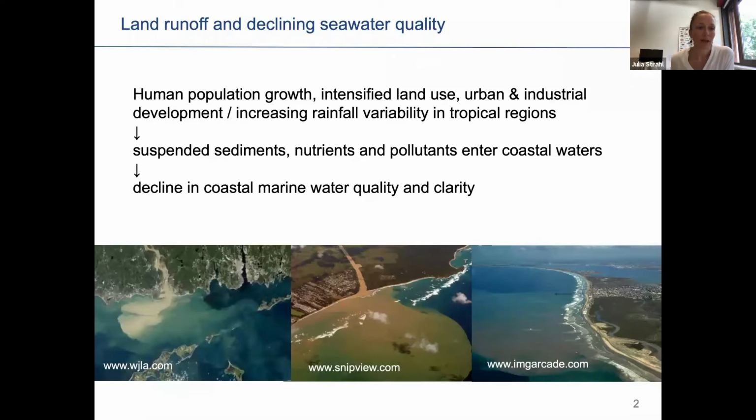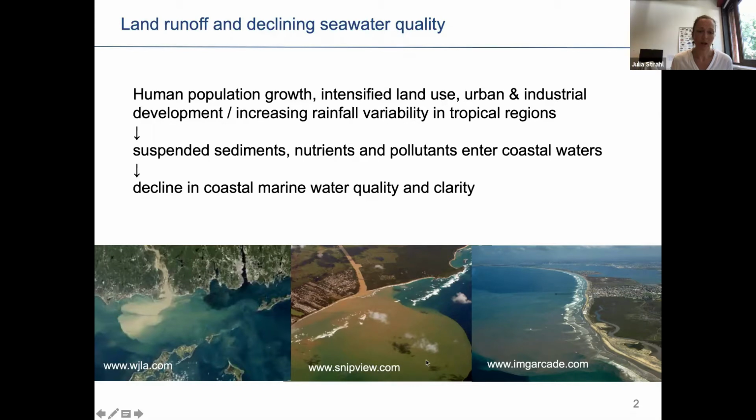So as most of you will know, coastal areas are under increasing pressure from human population growth, intensified land use, and urban and industrial development. As well, increasing temperature due to rising greenhouse gas concentration leads to increasing rainfall variability in many tropical regions. And as a consequence, more suspended sediments, nutrients, and pollutants enter coastal waters. And this you can actually see in these pictures down below.